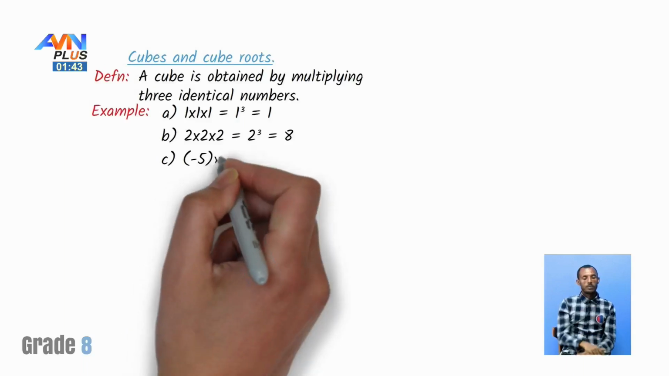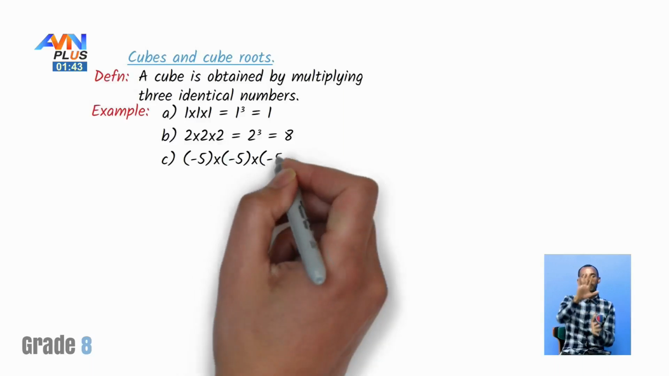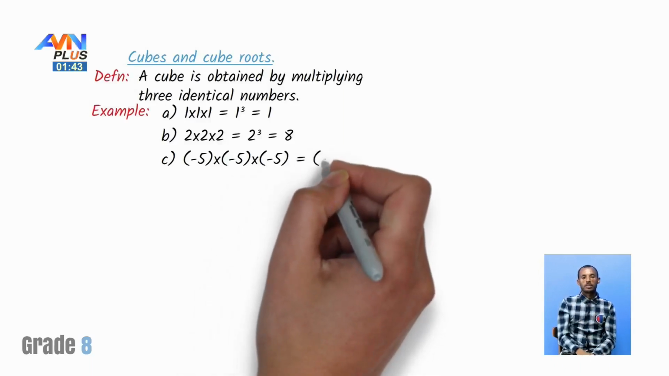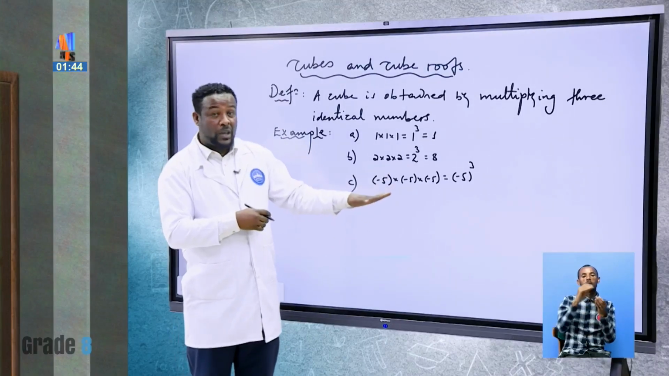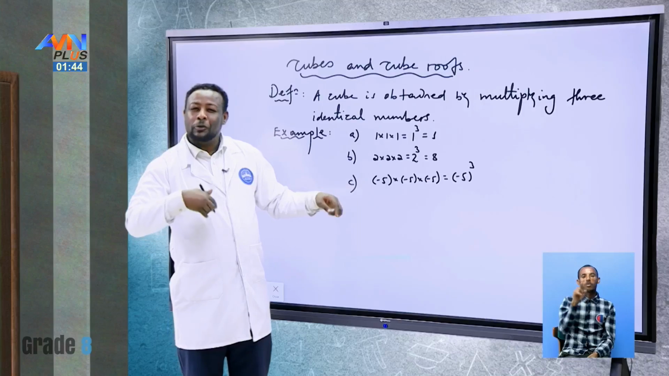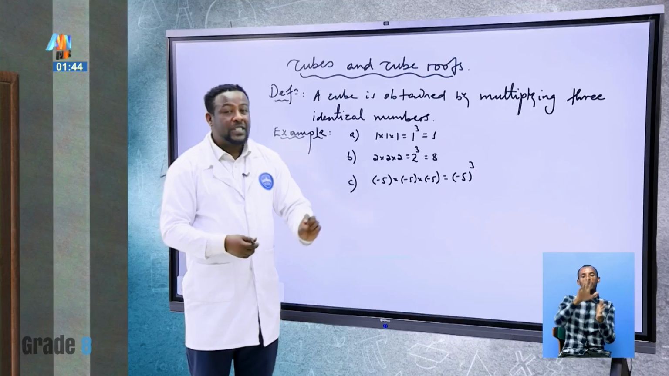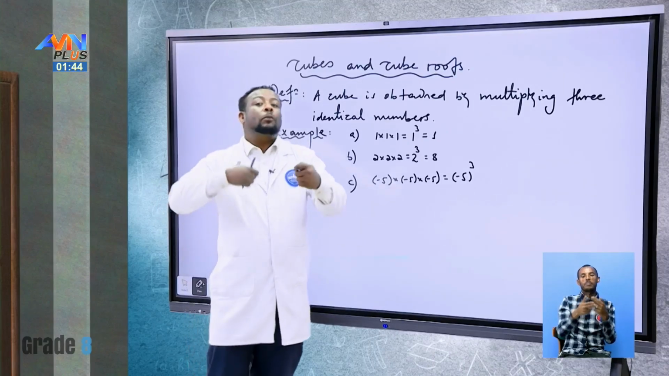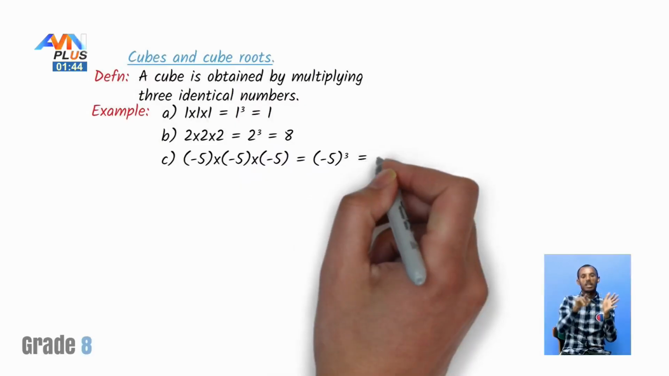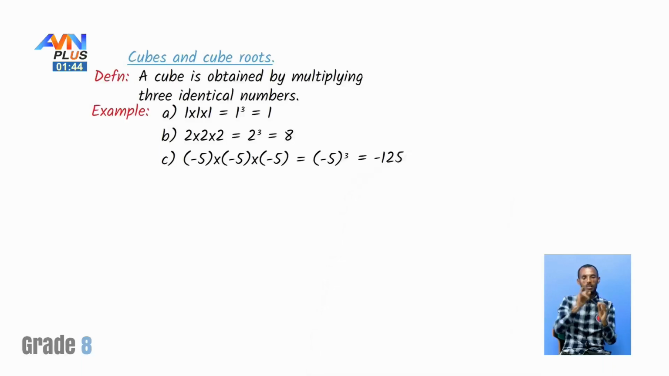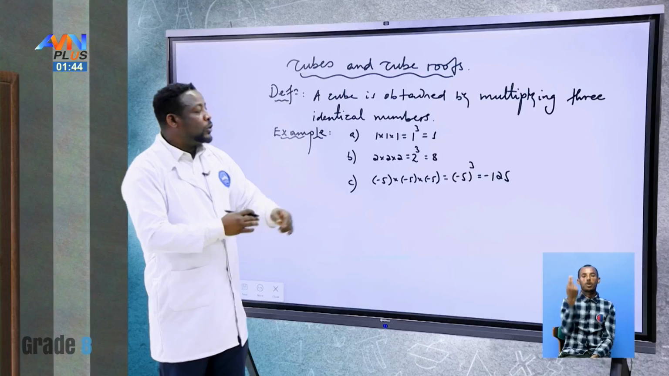You can also take some more examples of a cube. Say minus 5 times minus 5 times minus 5. This is shortly written as minus 5 to the power of 3. Okay, this is also an example of a cube. If you are asked to give the result of these three products, minus 5 times minus 5 is positive 25, and a positive number times a negative number becomes negative. So the product of these three identical factors gives us negative 125. Here we use a notation.